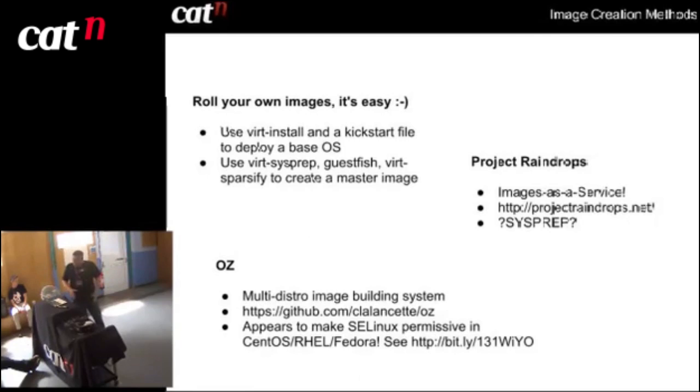If you do want to go down the more heavyweight route, there's a project called Oz, and that will create lots of different types of images for you, and is highly configurable and heavyweight and appears to be very good. I haven't used it a huge amount. The final one that I'm going to present to you is a project called Project Raindrops, and this will give you images as a service, and that is available at projectraindrops.net. I've got a little note here, no Sysprep. Again, I'm going to show you a little bit about Sysprep shortly. I couldn't find a way to make Project Raindrops perform a Sysprep at image build time, and apparently that isn't implemented in the current revision that's online at the site at the moment.